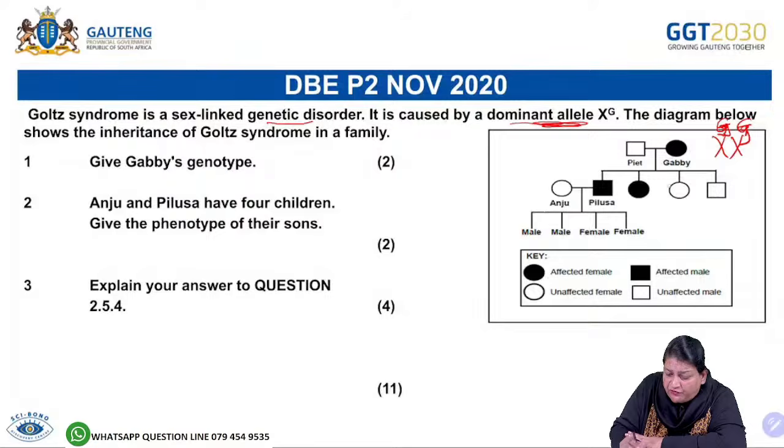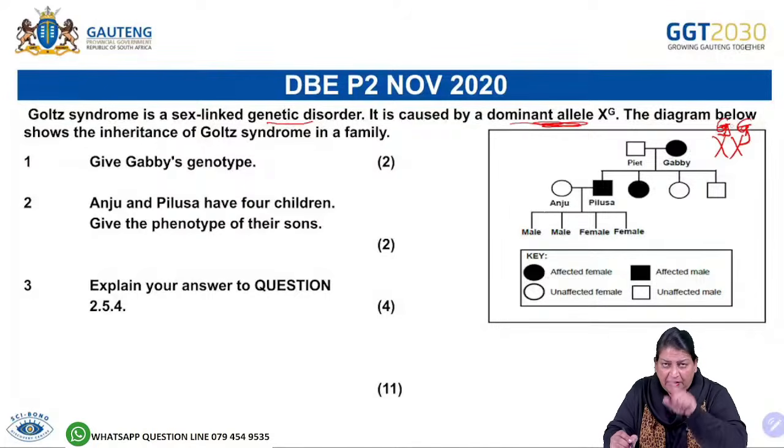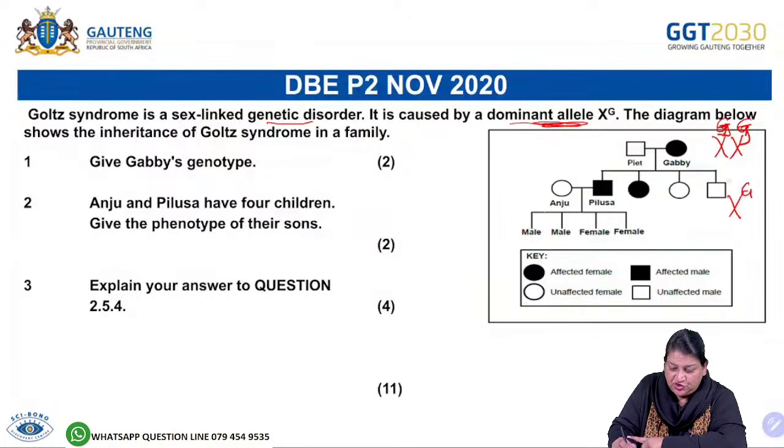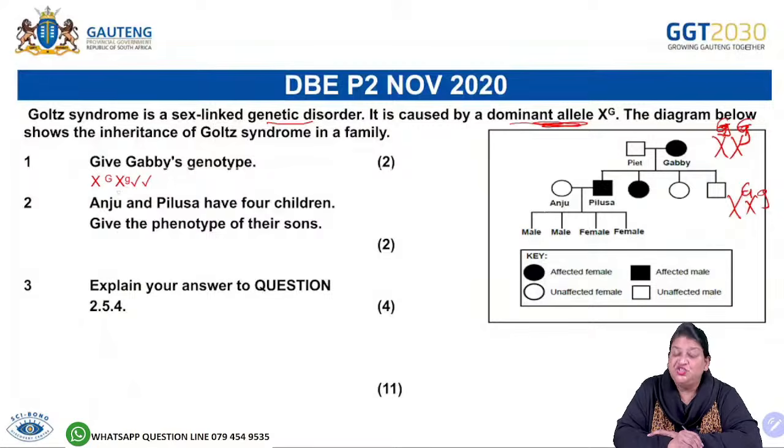But because some of her children are normal, she can't be homozygous X^G X^G. She's going to be what? The mother, Gabby, is going to be X to the power G. Yes, she's got the disease. But she's also going to carry the normal allele. All right. And there you can see that is Gabby's genotype.